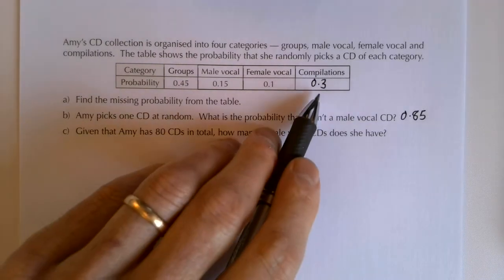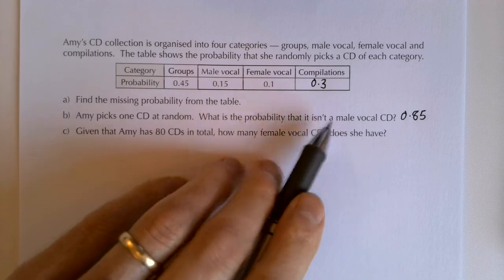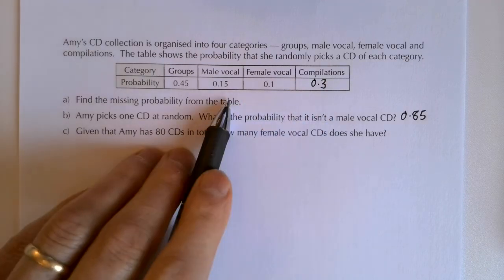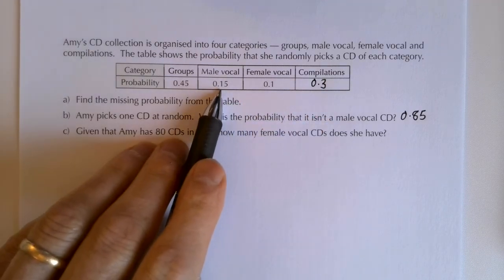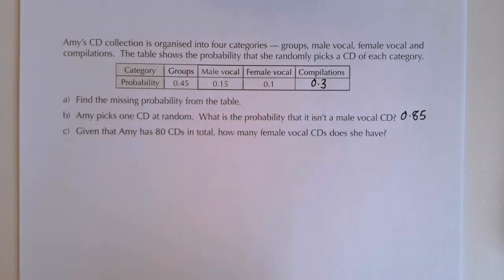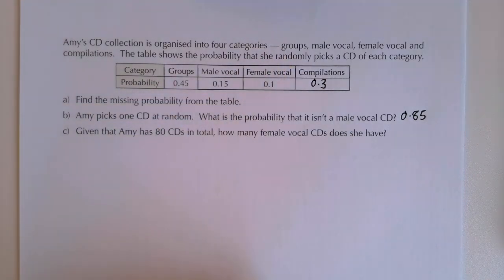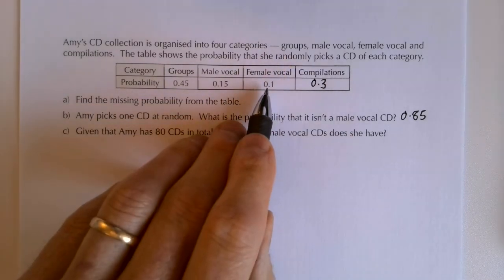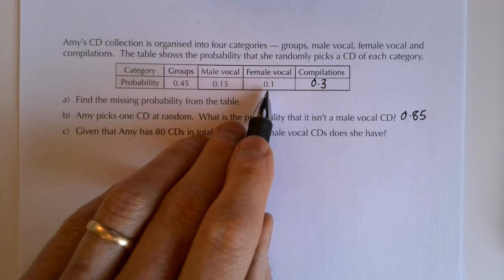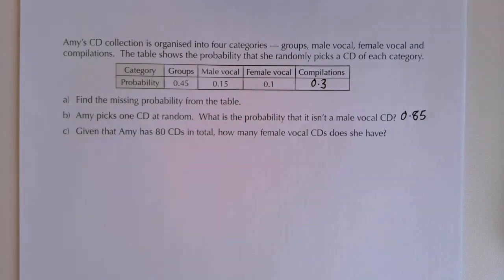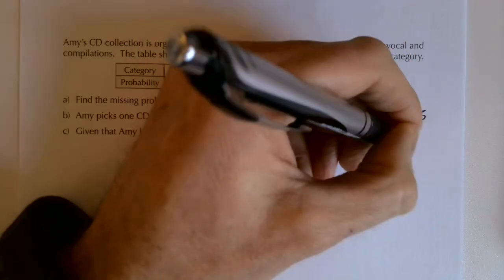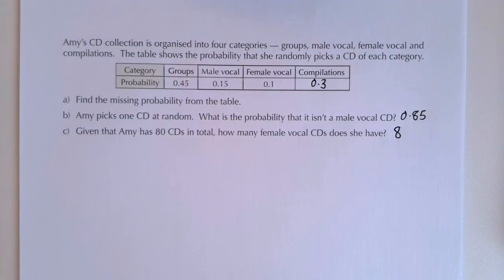Okay, do you get the missing value 0.3? Not male vocal, so not that is going to be all the others added together, 0.85. Now, she's randomly picking a CD from her collection, and the chance of getting a female vocal CD is 0.1. That's a tenth. So that means 1/10 of her CDs must be female vocal ones. 1/10 of 80 is 8. Well done if you got that.